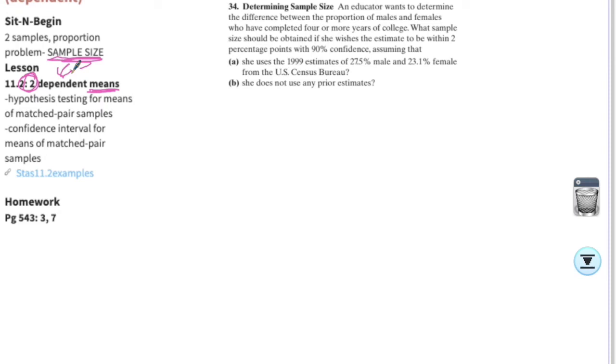And we talked briefly in the previous lesson about how you can determine if something is dependent or independent, and that's really going to come into play in section 11.2, and then in 11.3 where we look at independent means. So you have to start making that delineation when you start tackling the problem. Today should be reasonably quick. We're going to cover two things. We're going to look at hypothesis testing and confidence intervals for these two dependent means.